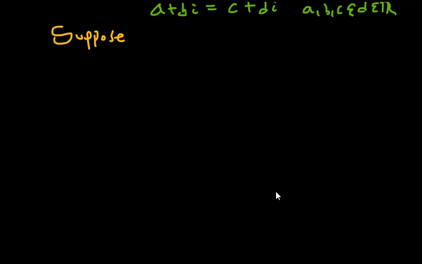Let's say B and D are not the same. B and D are not equal. It should be equal, but let's suppose that they are not equal. Let's prove if this is true or not.